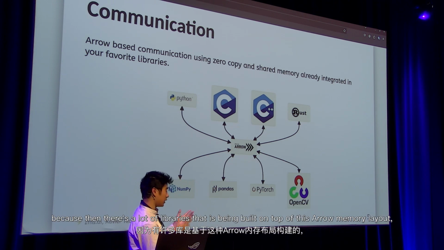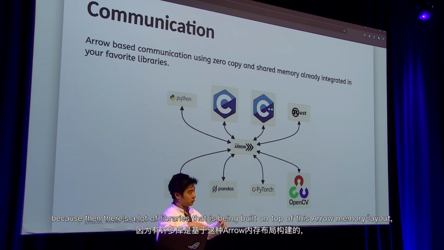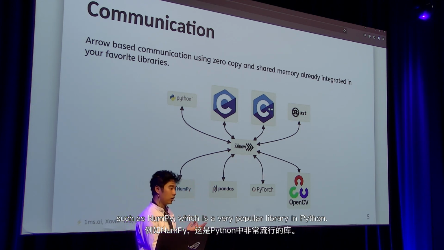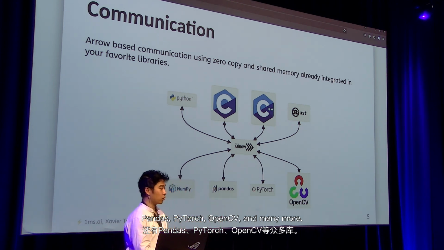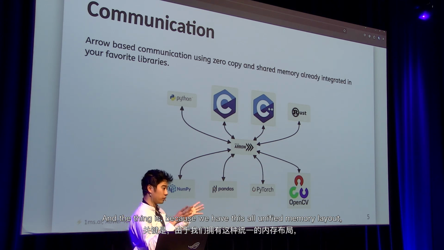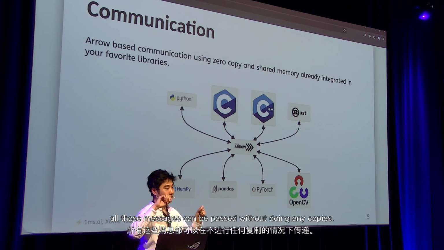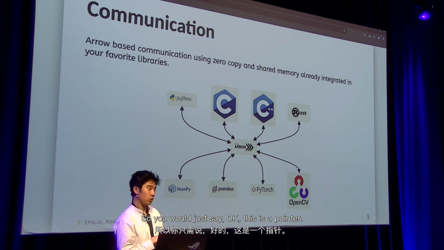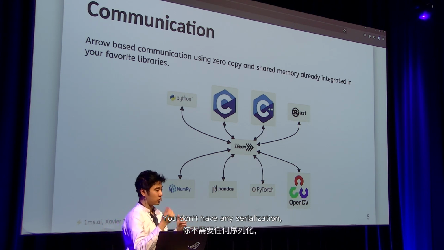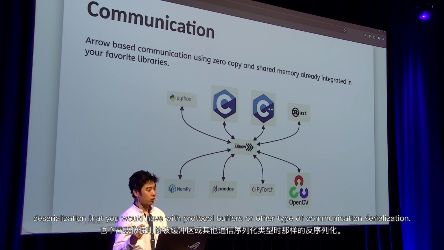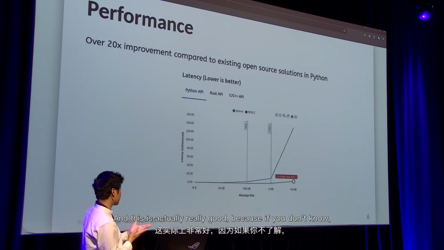And this is really good because there are a lot of libraries built on top of this Arrow memory layout, such as NumPy, which is a very popular library in Python, Pandas, PyTorch, OpenCV, and many more. And because you have this unified memory layout, all those messages can be passed without doing any copies. You would just say, okay, this is a pointer, just use this pointer. You don't have any serialization or deserialization that you would have with protocol buffers or other types of communication. And this is actually really good, right?